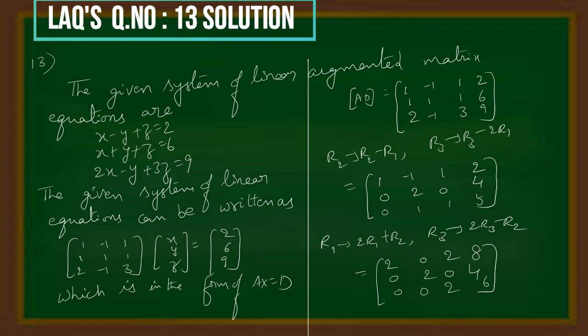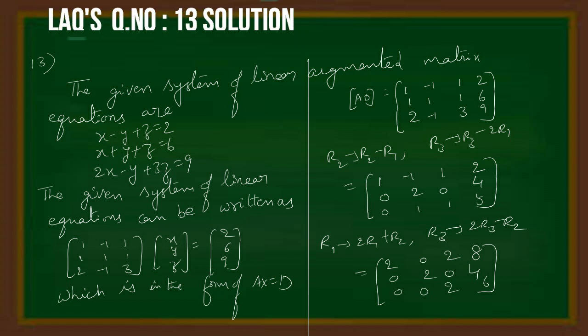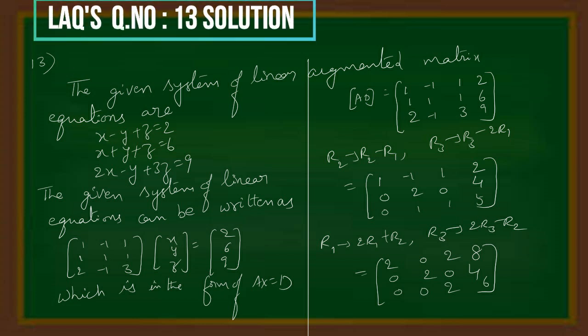Here first we consider the augmented matrix. AD is equal to the matrix of 1, minus 1, 1, 2, 1, 1, 1, 6, 2, minus 1, 3, 9. In this method, we use only row operations for solving the given equations. In Gauss-Jordan method, we use only row operations. Column operations are not applicable here.